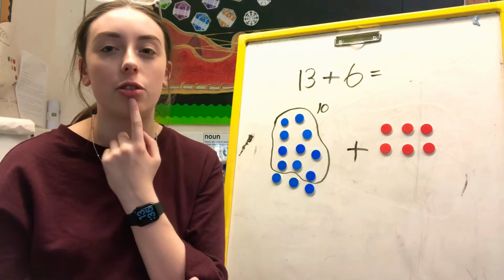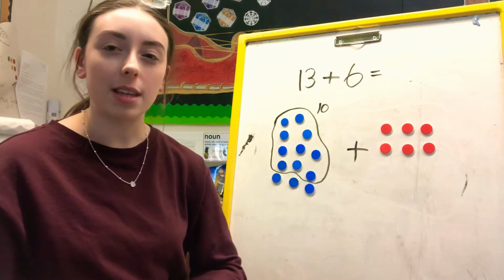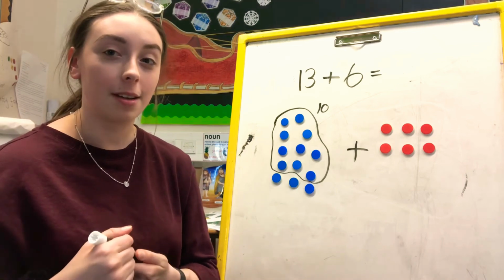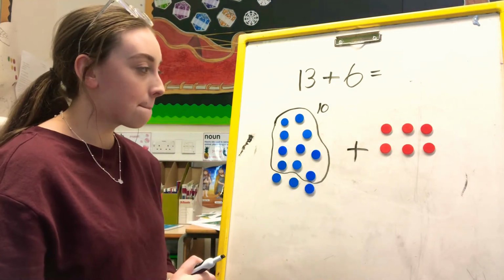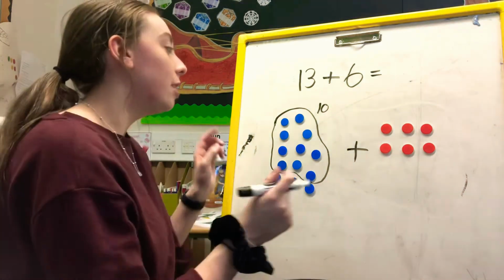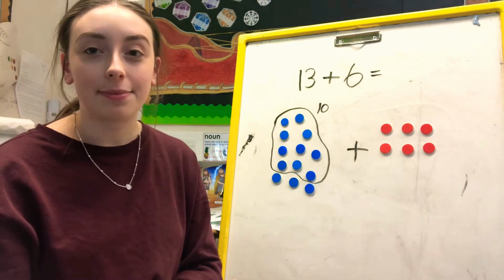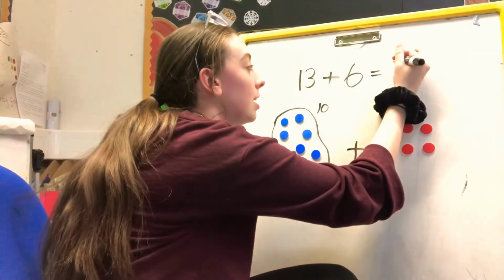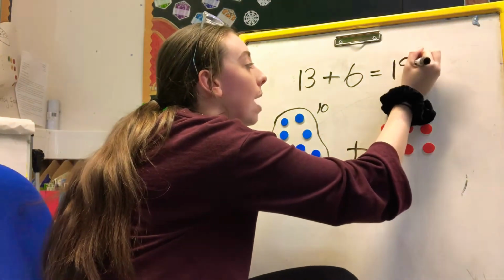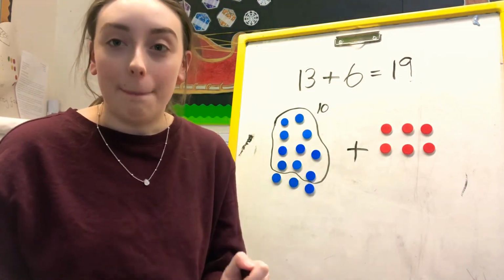Using our number bonds knowledge, can we figure out what 3 ones plus 6 ones is? What's it a number bond to? Can you tell me? That's right, it's a number bond to 9. So if we have 1 ten and 9 ones, how many have we got all together? That's right, we have 19. Well done. Get ready for our next number story.